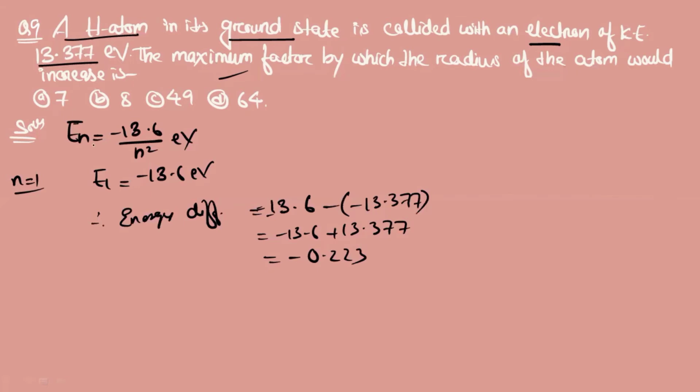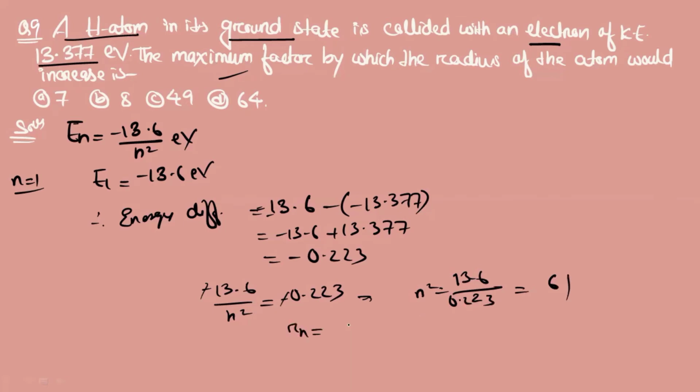Clear. So now you see this energy is minus 13.6 by n square. Okay. This energy difference is this one. So you can write minus 13.6 by n square. This must be equal to what? This. So 13.6 by n square equals minus 0.223. We have calculated the energy difference. Okay. So that we can get the value of n square. Here minus and minus will get cancelled. So from here you will get n square is equal to 13.6 by 0.223. So this will give you 61.